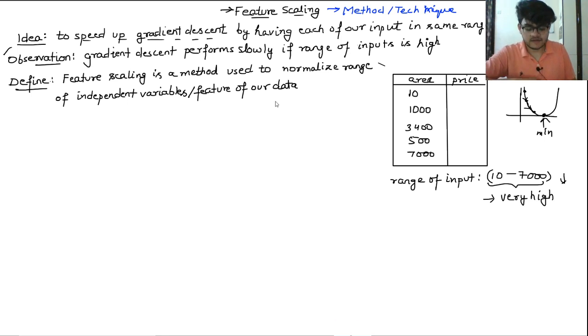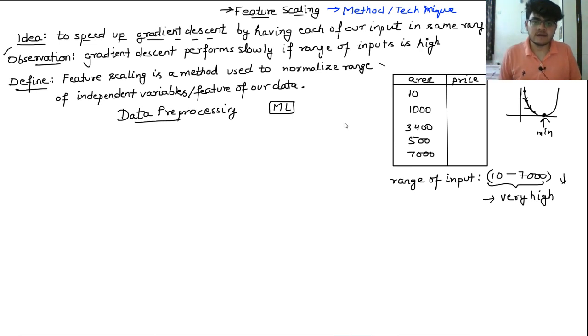We normalize the range. Now this technique is basically known as data pre-processing. If you have a machine learning algorithm and you want to perform prediction on a data set, you cannot use just any data set. You will have to pre-process the data set in such a form that if you implement machine learning on it, it should perform well.